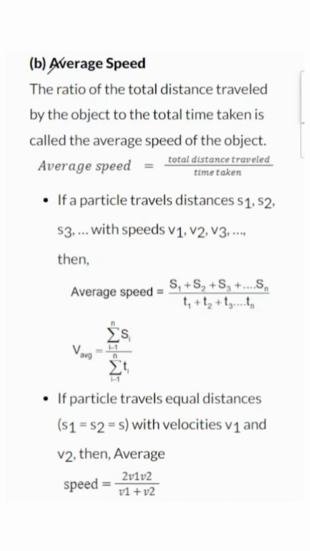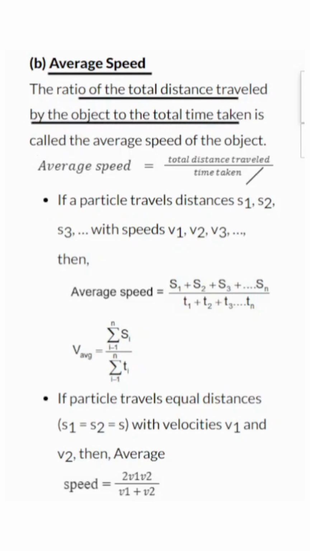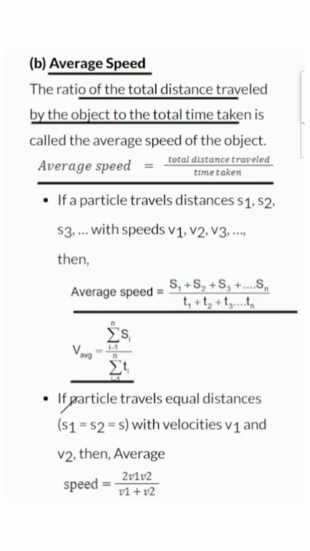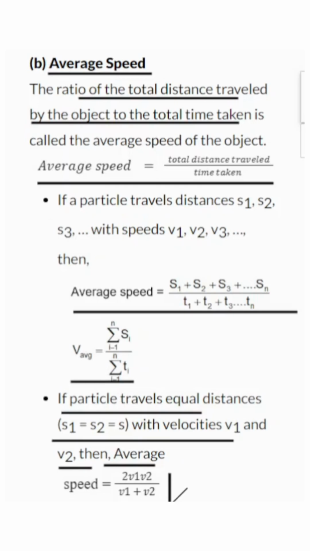Average speed. Now, let's delve into the concept of average speed. It quantifies the relationship between the total distance traveled and the time taken. The formula to calculate average speed is total distance traveled upon total time taken. Another useful formula to calculate average speed, especially when an object covers equal distances with different velocities, v1 and v2, is: average speed is equal to 2 v1 v2 by v1 plus v2.